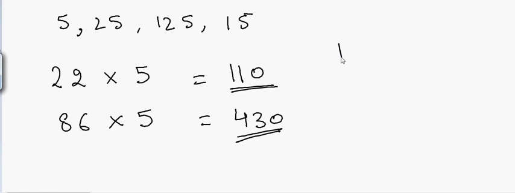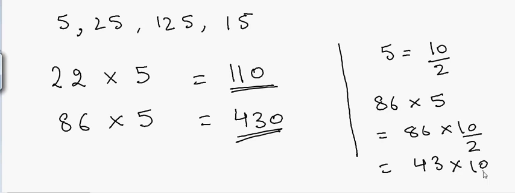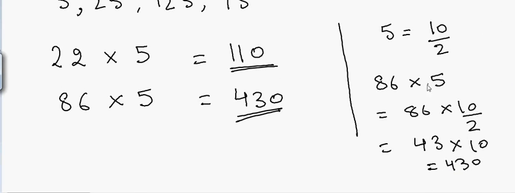So this is the concept, and the concept is very easy. 5 is equal to 10 divided by 2. So if I multiply 86 by 5, that is equal to 86 into 10 divided by 2, so that will be equal to 43 into 10, which is 430. As you can see, this is nothing new, and most people already know this, but we don't remember these concepts when we are doing calculations in the exam or in the market. So it's very handy if you remember this kind of concept.